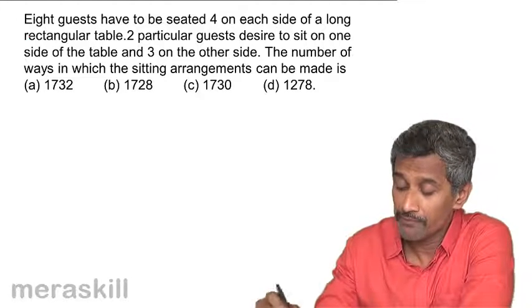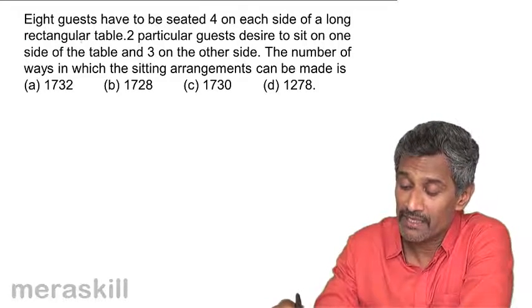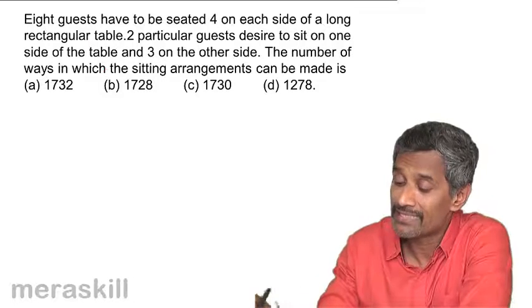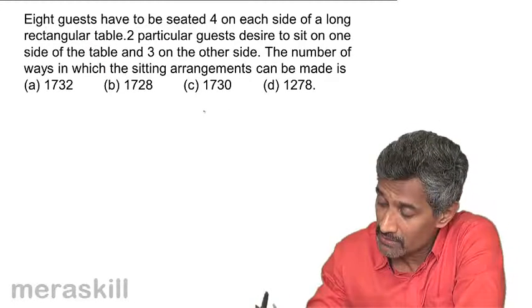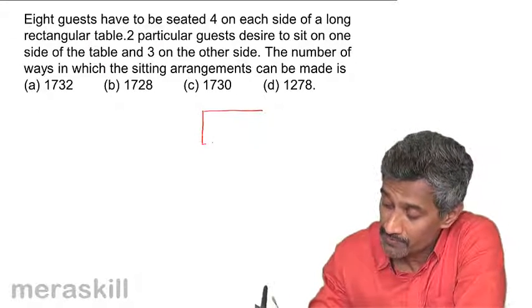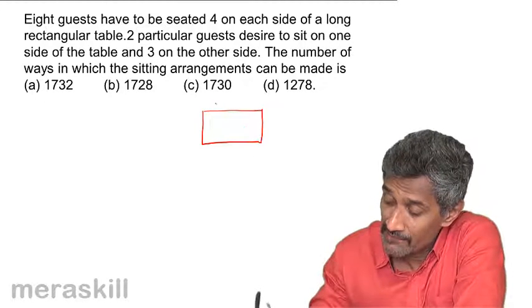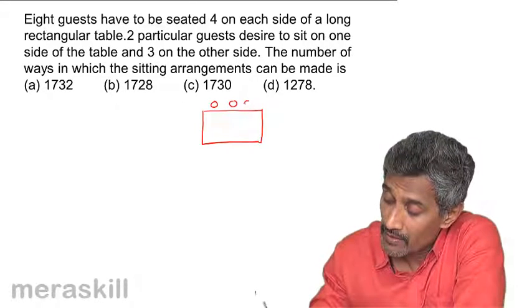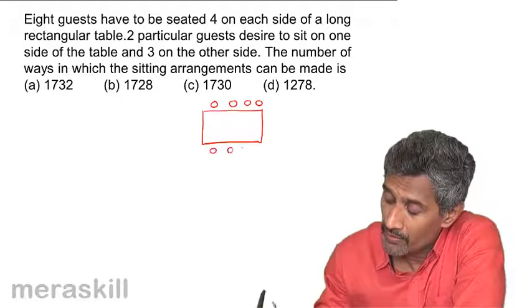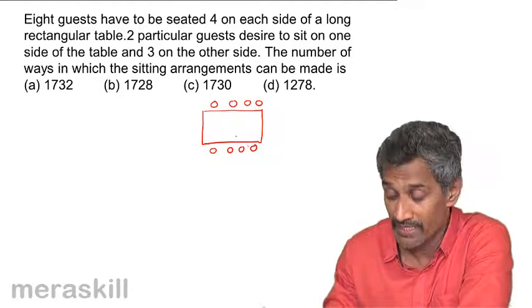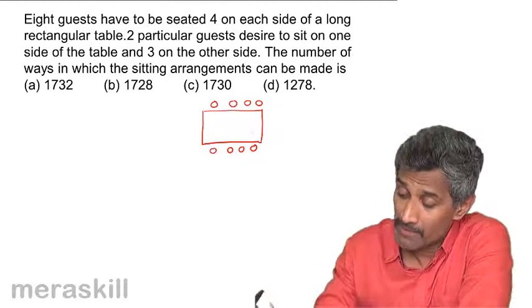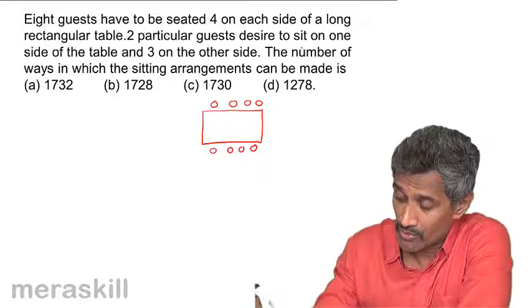So we have a very interesting example here. 8 guests have to be seated 4 on each side of a long rectangular table. So let us assume this is the table. Exactly 4 are sitting on each side. 2 of these particular guests desire to sit on one side.